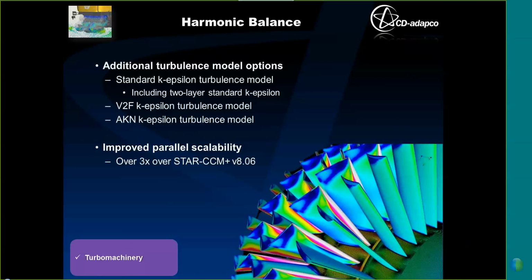We have some additional turbulence model options added to the harmonic balance solver. So there's the standard KEpsilon turbulence model, including the two-layer standard KEpsilon. We've also included the V2F KEpsilon and the AKN KEpsilon model. There's improved parallel scalability. We've improved parallel scalability up to 3 times over version 806. So now if you're running harmonic balance simulations, they should scale much more linearly across highly parallel environments.